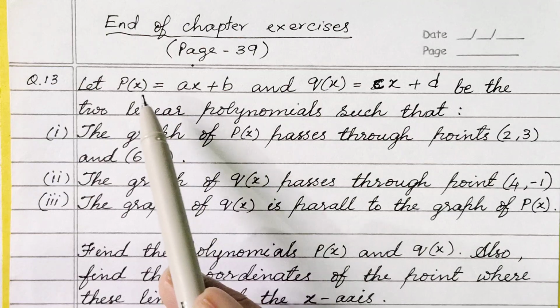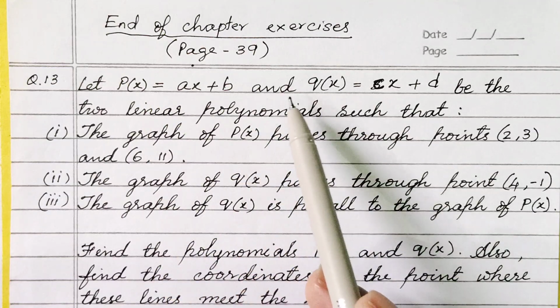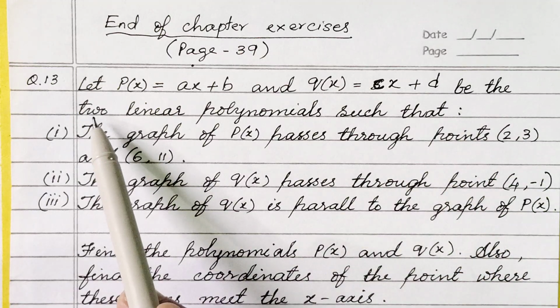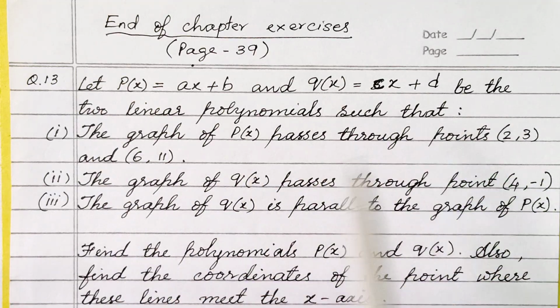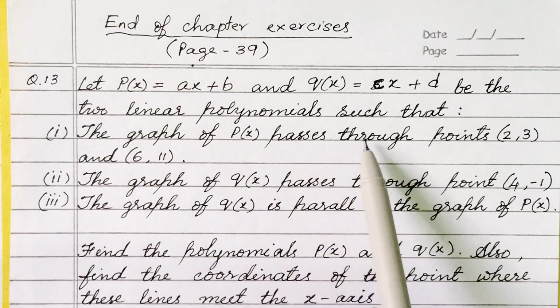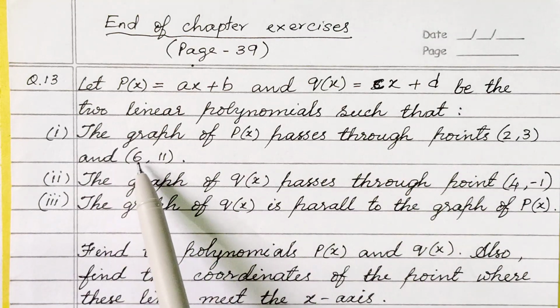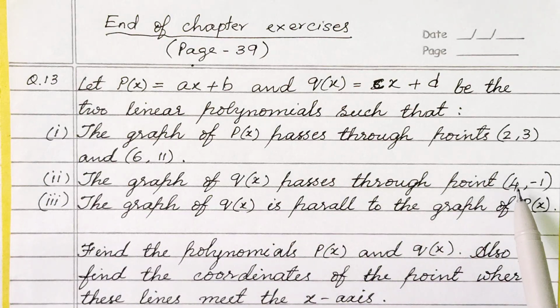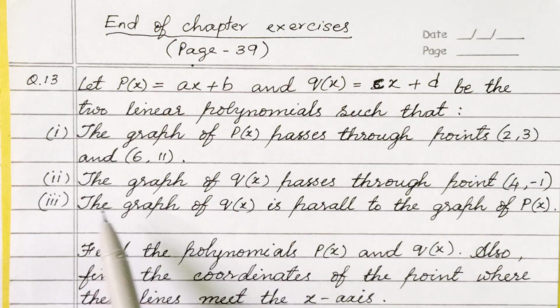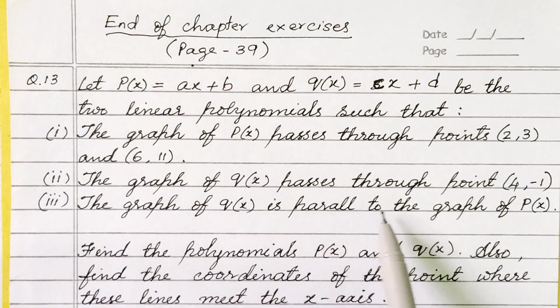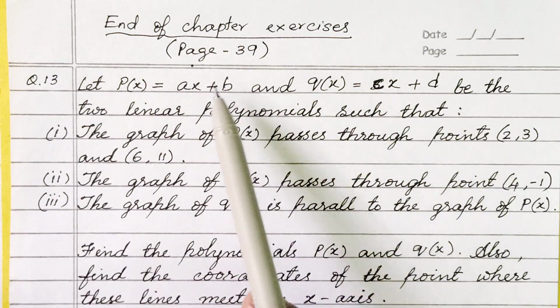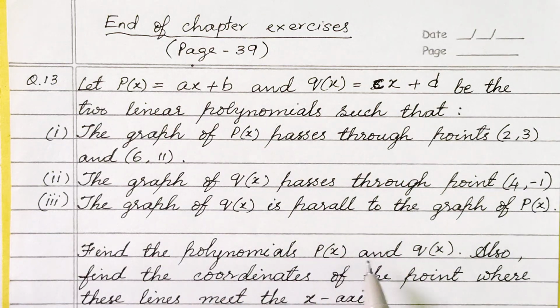Let p(x) be equal to ax plus b and q(x) be equal to cx plus d be the two linear polynomials such that the graph of p(x) passes through points (2, 3) and (6, 11) and the graph of q(x) passes through point (4, -1). Also, the graph of q(x) is parallel to graph of p(x). So here there are two polynomials p(x) and q(x), and we need to find these two. Find the polynomials p(x) and q(x).